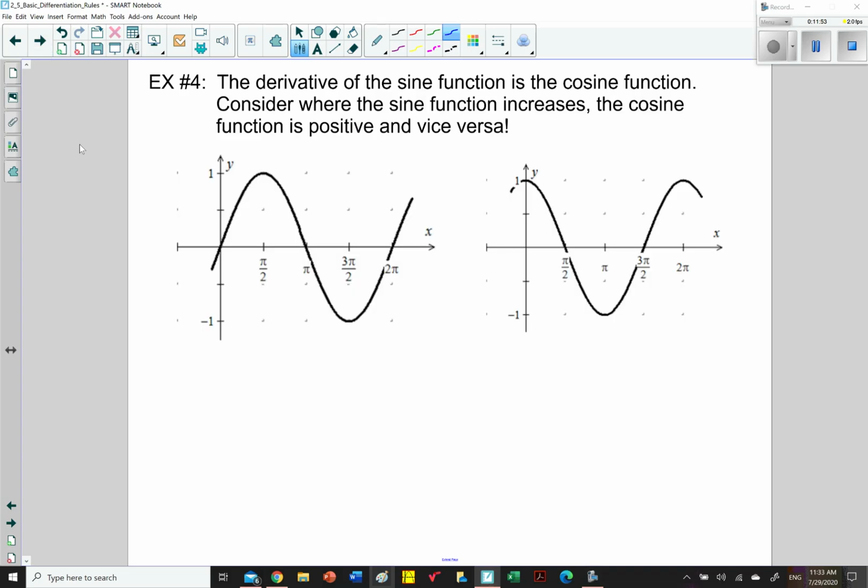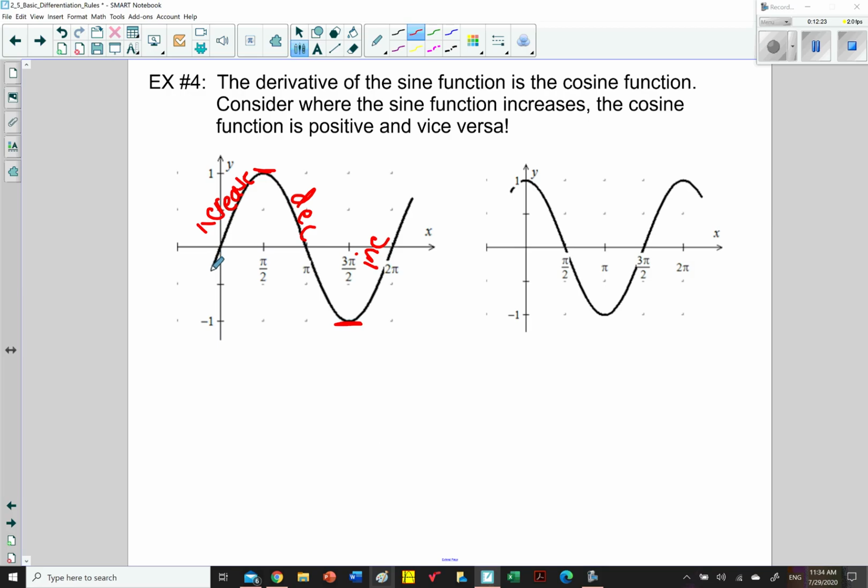But first I want to take a look at the graph. You notice how the graph is increasing here? Increases. And then here the slope is 0. And then the function's decreasing. And here the slope's 0. And then again here the function's increasing. So this is a picture of my sine of x.